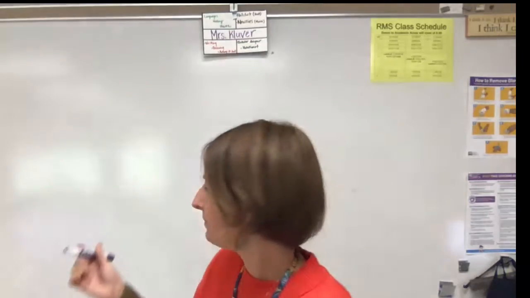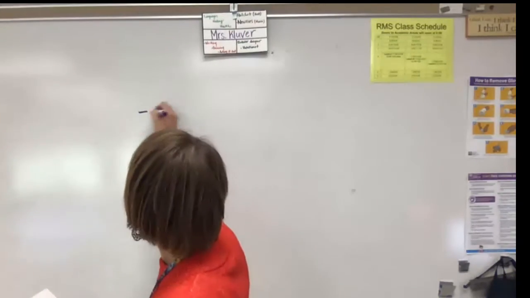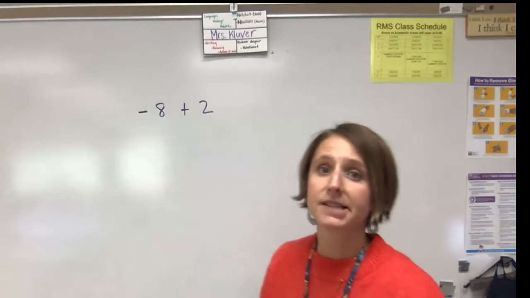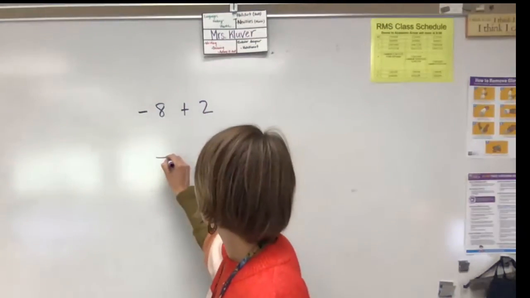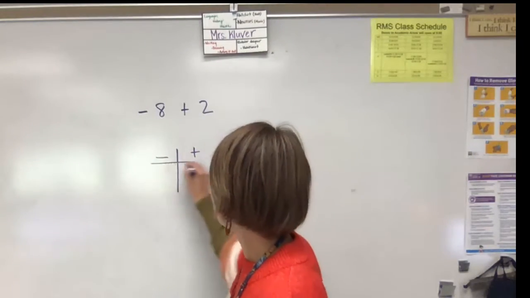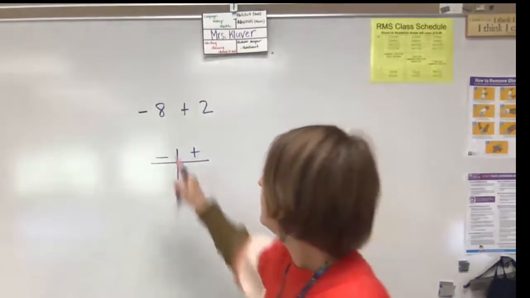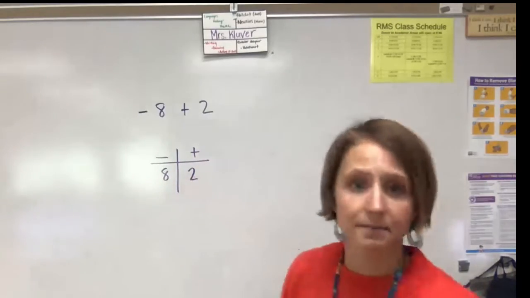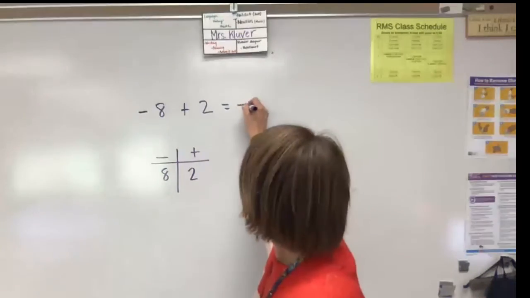So pause the video. Here's our first problem, -8 plus 2. I want you to think about this like we have two teams. We have the negative team and we have the positive team. Okay? The negative team had 8 points. The positive team had 2 points. Who won? The negative team did.